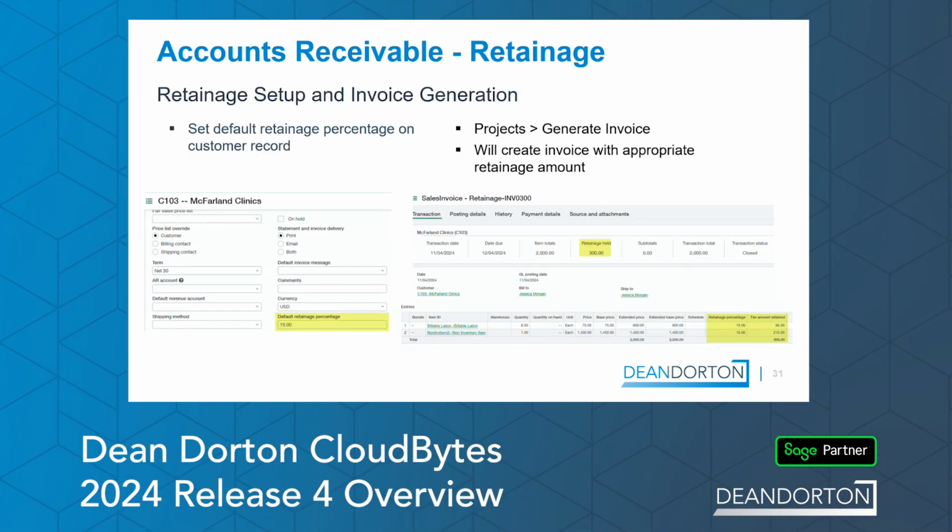So retainage setup and invoice generation: set up the default retainage percentage on the customer record. So here we're looking at McFarland Clinics, and we've got a default retainage of 15%. And projects generate the invoice. It will create an invoice with the appropriate retainage amount. So this is a project-oriented type of thing. And to generate that project's invoice, it will then create an invoice with the correct retainage.